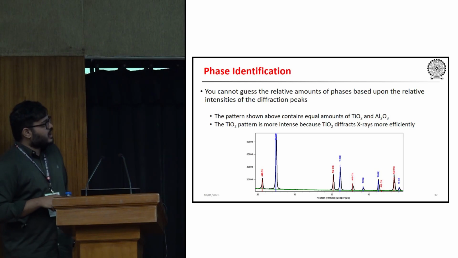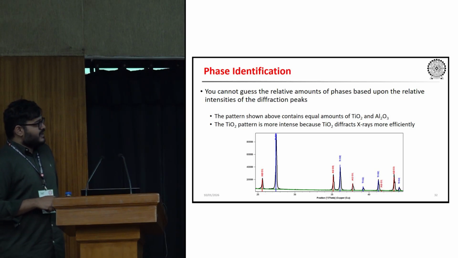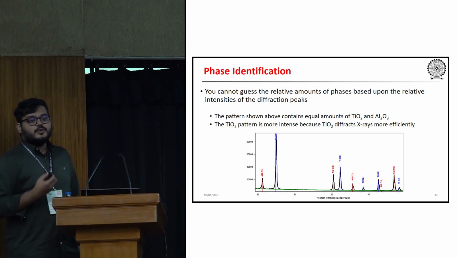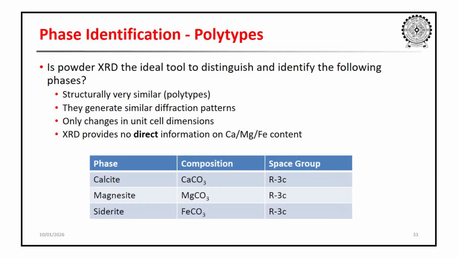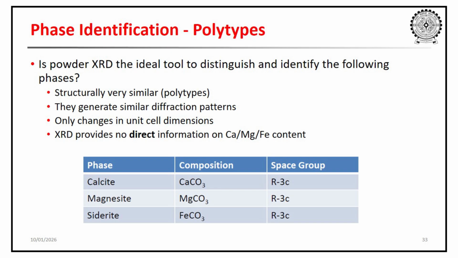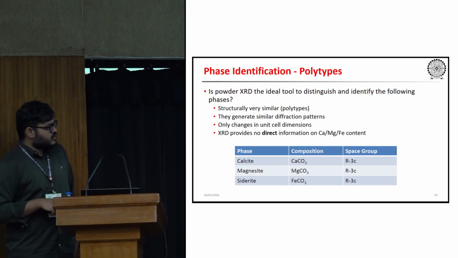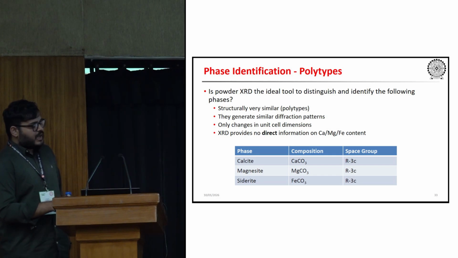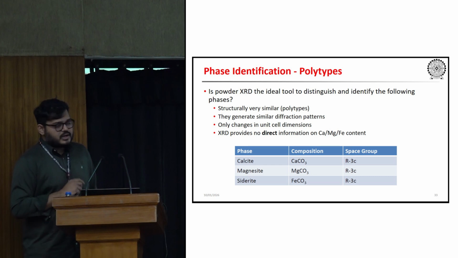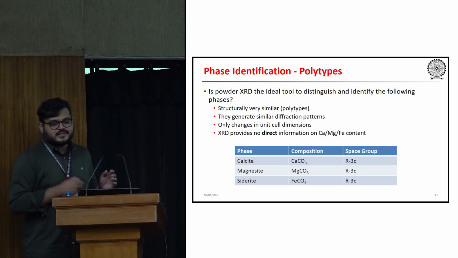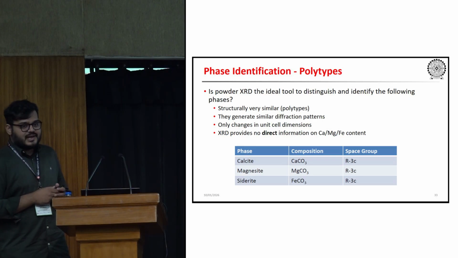So the pattern contains equal amounts of TiO2 and Al2O3. The TiO2 pattern is more intense because TiO2 is a more efficient diffractor of the X-rays, right? So a question is, is XRD a good tool to distinguish between the following phases? For example, you have calcite, magnesite, and siderite. So calcium carbonate, magnesium carbonate, and iron carbonate. They have the same space group, R3C, right? So is XRD a good technique to distinguish these? If I have a mix of these three powders or these three minerals, is XRD a good tool?